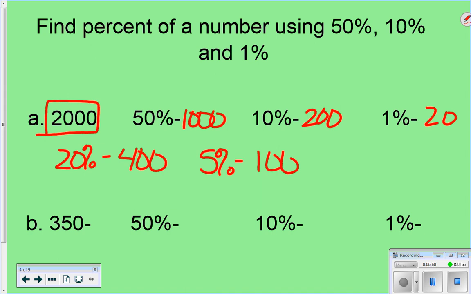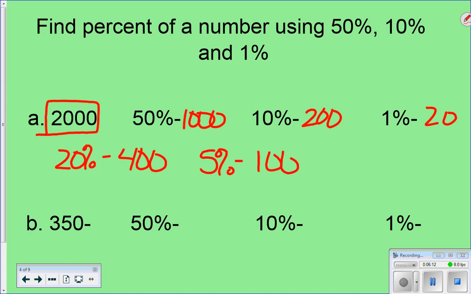So 500 would be 25%. Does that make sense? Another way I could do that, can I take this divided by 2? Because that's going to give me 25%. Could I take 2 10s and a 5 and add them together? Okay, so there's a lot of different ways to find percent.